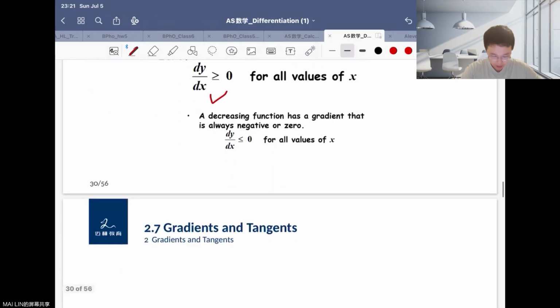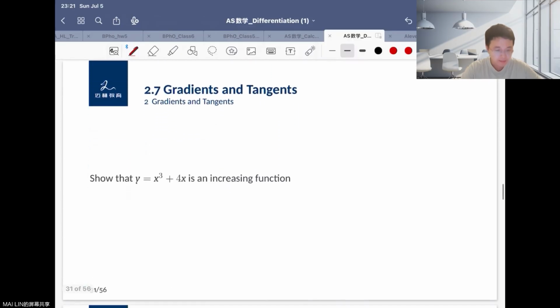Okay. So for example, the problem set shows that y equals x cubed plus 4x, which is an increasing function. So first of all, we try to find the differentiation of it. So dy over dx equals 3x squared plus 4. Okay, that is dy over dx.